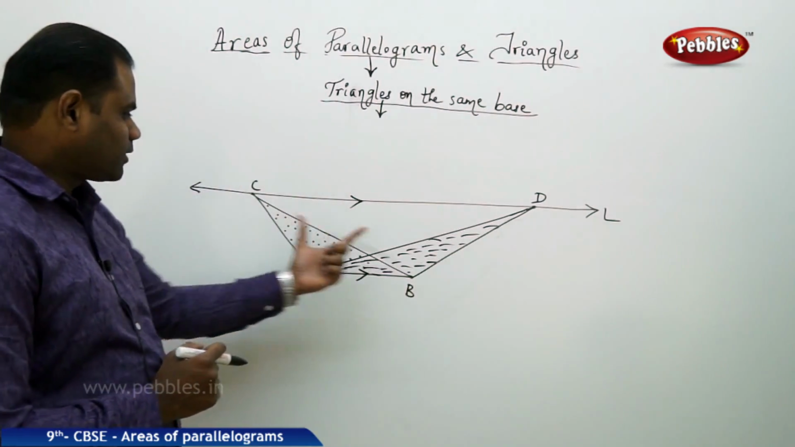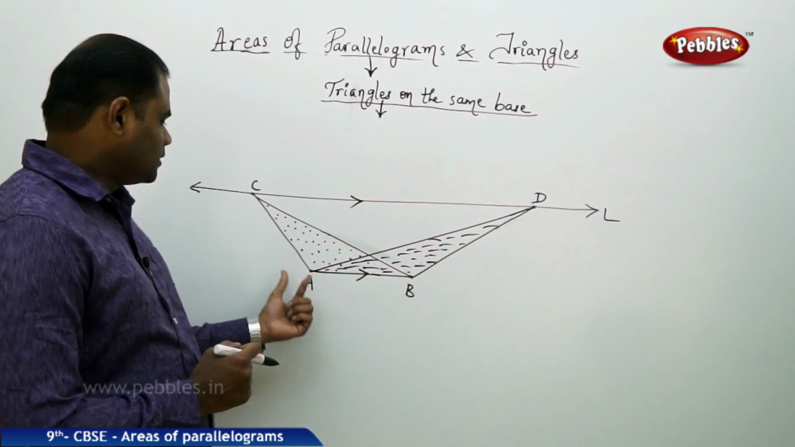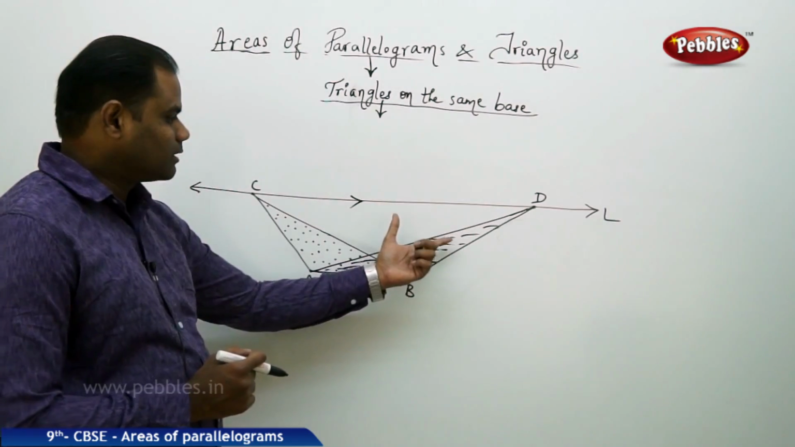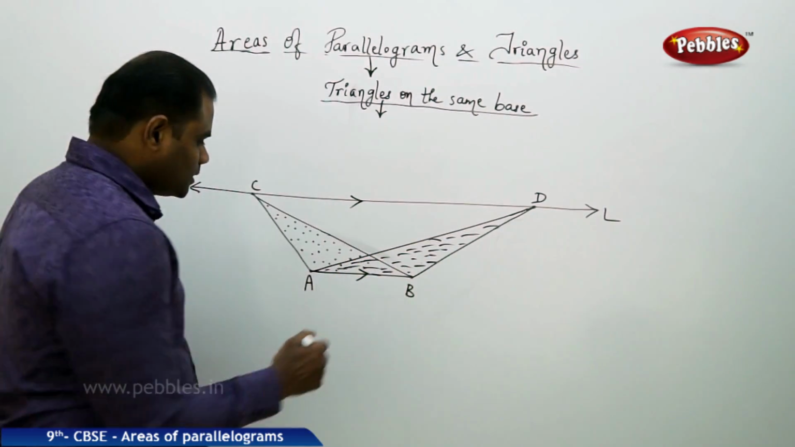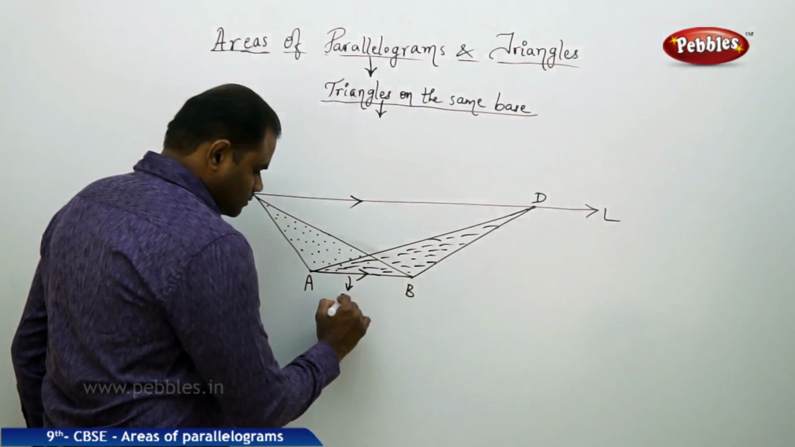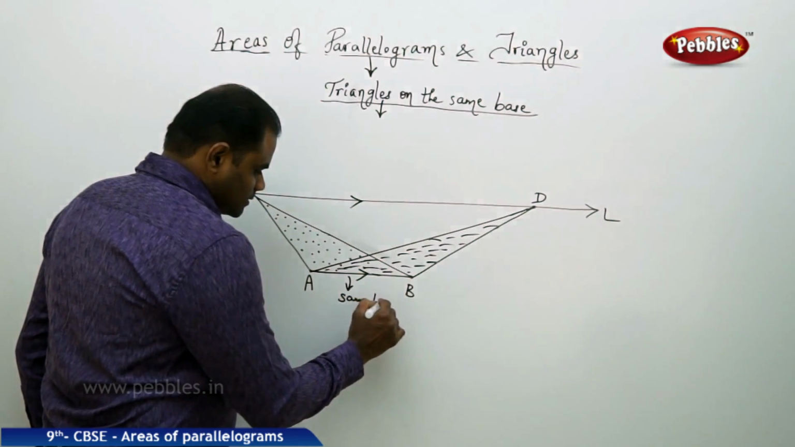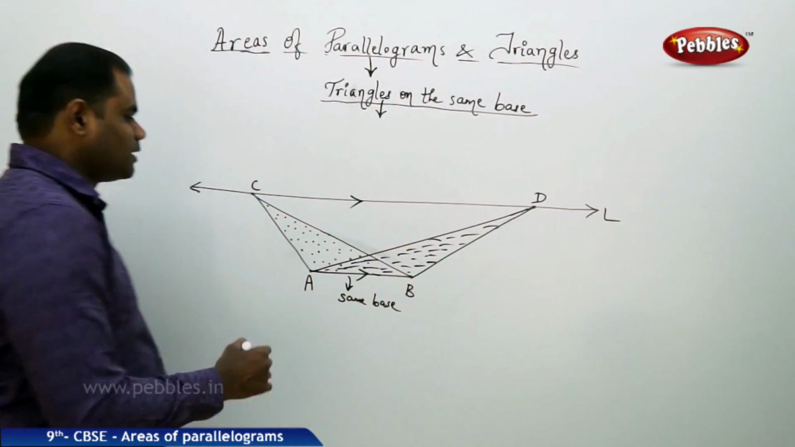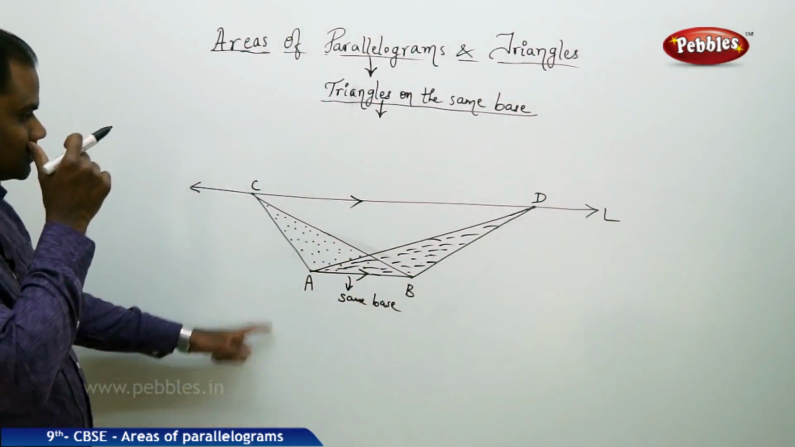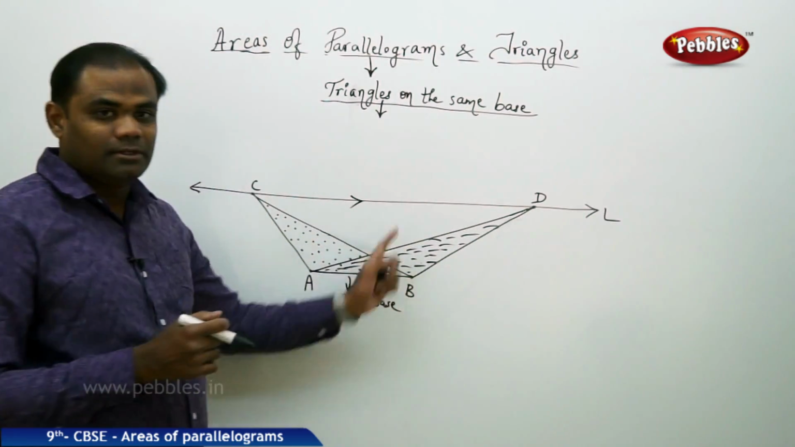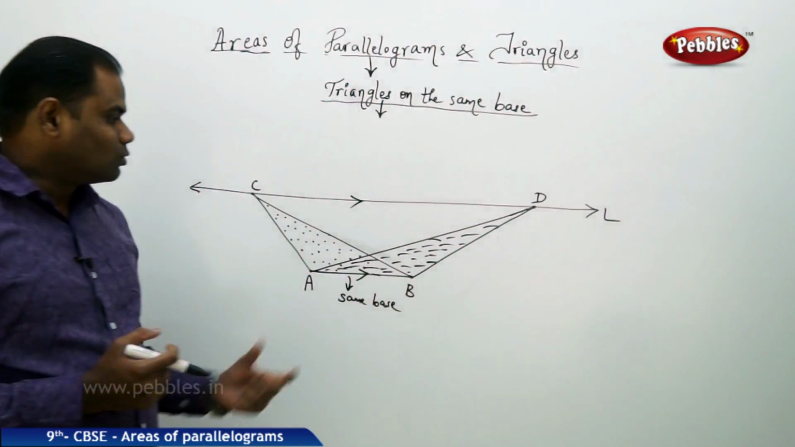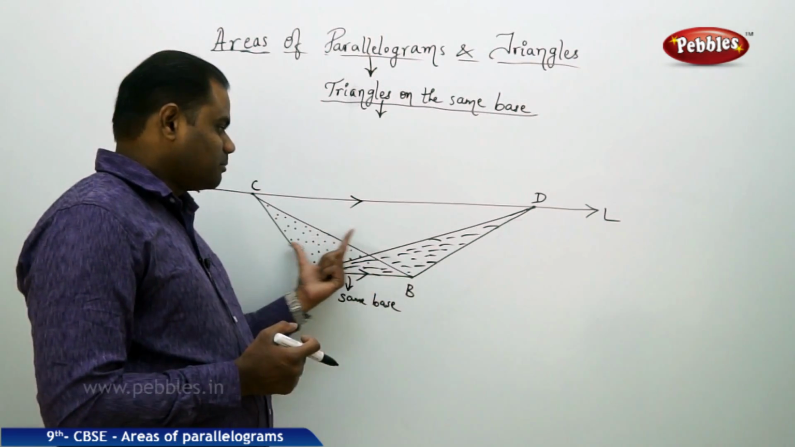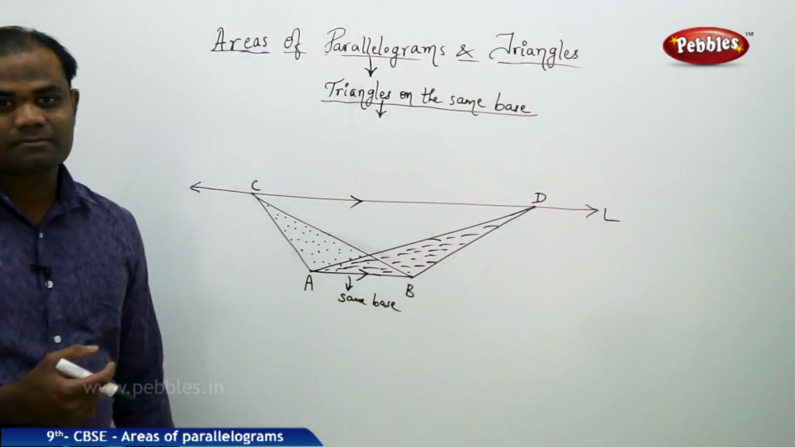Now as we see the two triangles, this triangle is on the base AB and the other triangle is also on the same base AB. So here AB acts as the same base and they are between the parallel lines L and AB. These two lines are parallel. So triangles on the same base and between same parallels look like this.